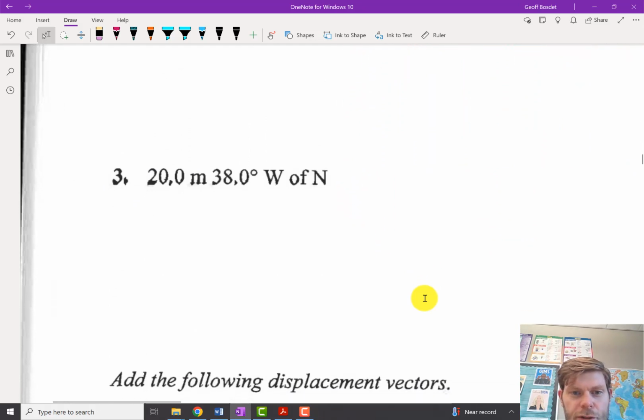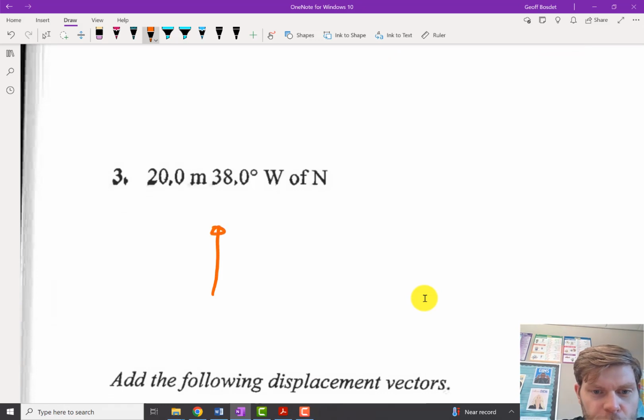First thing you've got to do is draw it out. I'm going to start with the north vector. So this is north, and here is the vector we are talking about, our resultant vector. It is 20 meters and it is 38 degrees west of the north line. Remember, the second thing is the axis that our angle is touching.